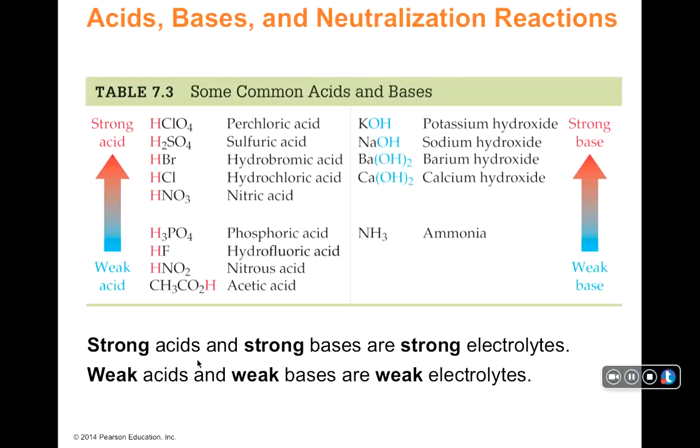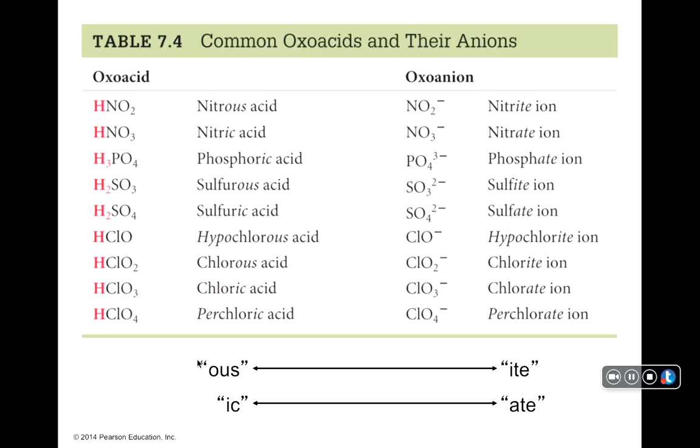You should know this table, so some common acids and bases. The ones at the top of the table are your strong acids and strong bases. The ones at the bottom are your weak acids and weak bases. And as we talked about previously, your strong acids and strong bases are going to be strong electrolytes. They're going to fully dissociate in water, and so that's why they will conduct electricity. The weak acids and weak bases are weak electrolytes. They will not dissolve very much in solution. These are some common oxoacids and their anions. I'll not hold you responsible for this table, but these are probably some you've seen before.